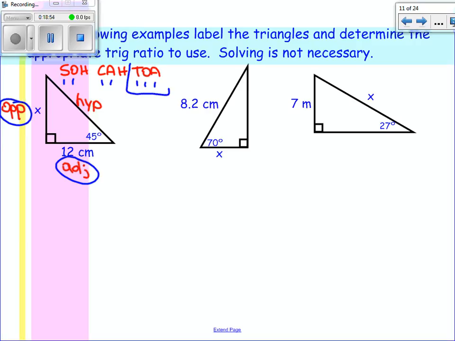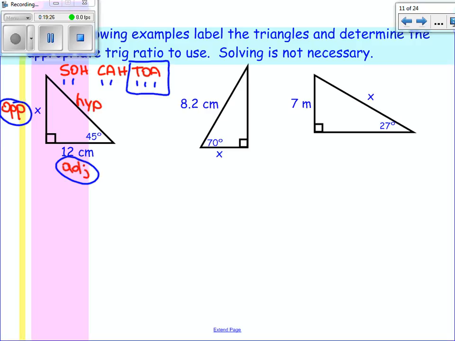So, reviewing this. Step one, label our triangle. Step two, we circle the side that we have, and we circle the side that we want, because it says it right there, it says x. Step three, we check off in SOH CAH TOA to figure out which ratio we need to use. The one that has three checks, that's the one we use. Now it's easy. So let's set it up.